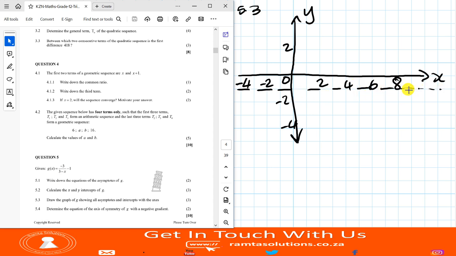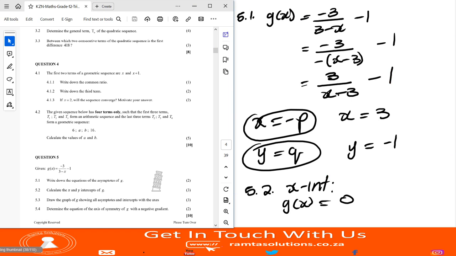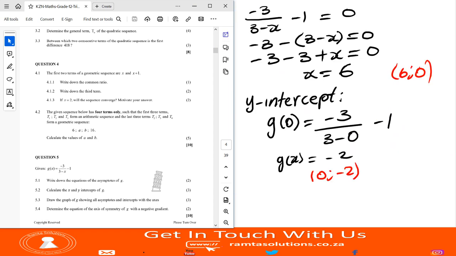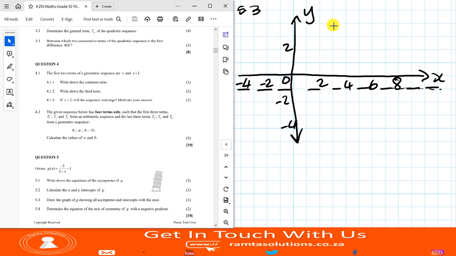And then we are looking for the vertical asymptote. We said it was x equals 3. Let me go back to confirm. Yes, x equals 3. It's midway here. So here it is, x equals 3. And our y-intercept was y equals -2. Our x-intercept was x equals +6.